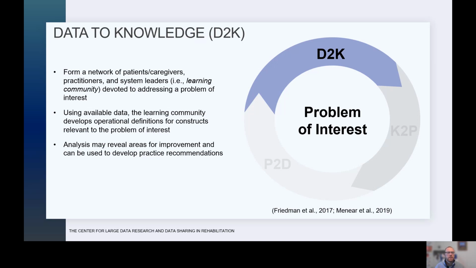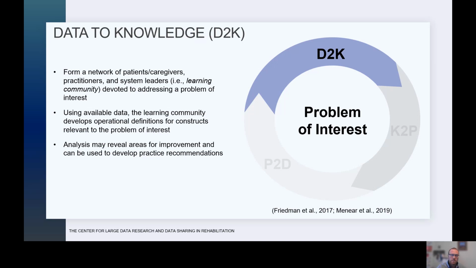So first, the data to knowledge phase. First, it's really important that a learning community or a network of patients, caregivers, practitioners, and system leaders is formed that are all committed to addressing a certain problem that the health system is interested in.